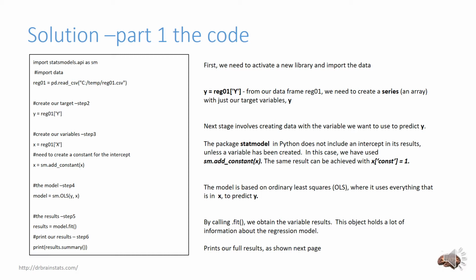The package statsmodels in Python does not include an intercept in its results unless a variable has been created. In this case, we have used this code. The same result can be achieved by just making a new column and letting it equal 1 all the way down. The model is based on OLS, where it uses everything that is in X to predict Y. By using the code calling .fit, we obtain the variable results. And finally, we print out our results.